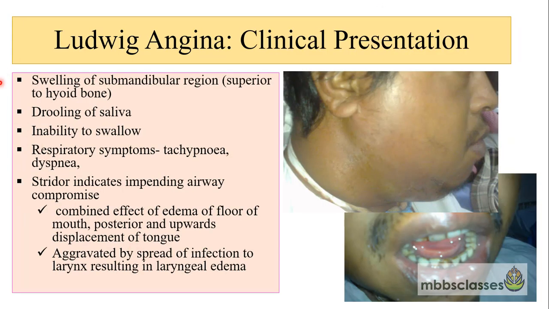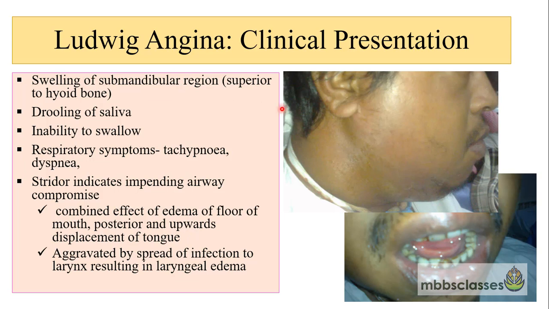The patient of Ludwig's angina has a very classical presentation. They present as swelling of the submandibular region. If you see here this clinical picture, this is a side view of a patient where you can see that there is a swelling of the submandibular region, and the swelling lies superior to the hyoid bone, because the spaces which are involved in Ludwig's angina are the suprahyoid primary spaces of the face.